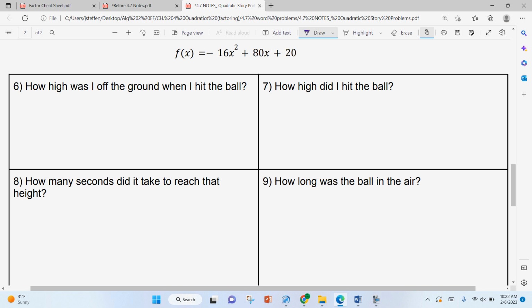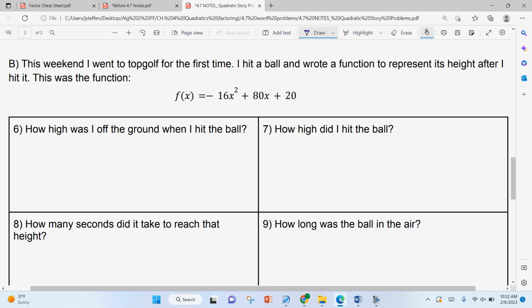Same thing with this one. Again, we do a little bit of a different scenario. This weekend, I was at Topgolf for the first time. That's fake, I've not ever been there. I hit a ball and wrote a function that represents the height after I hit the ball. This is the function, so this is the height compared to the number of seconds it was in the air. How high did I hit the ball? 20 feet. That's the y-intercept.